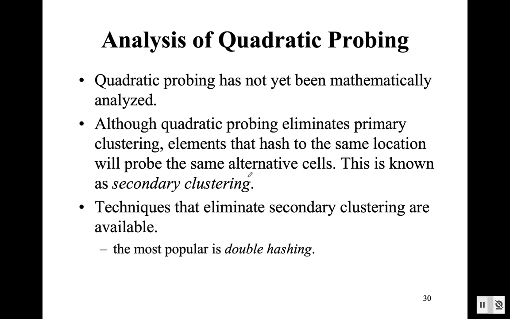The quadratic probing has not yet been mathematically analyzed. It eliminates the primary clustering problem, but elements that hash to the same location will probe the same alternative cells. This is known as secondary clustering. For secondary clustering, the most popular technique is double hashing.